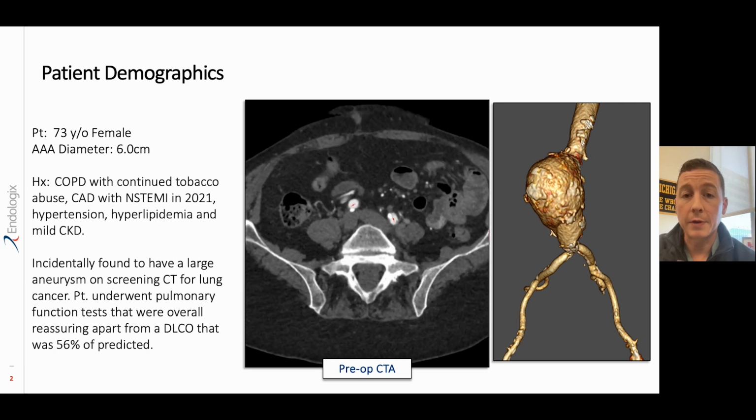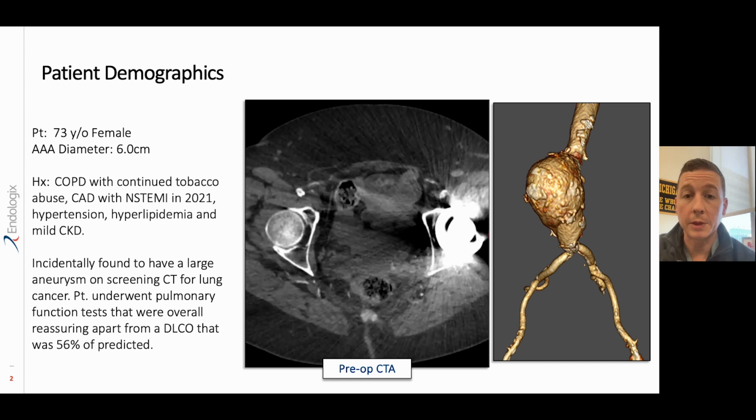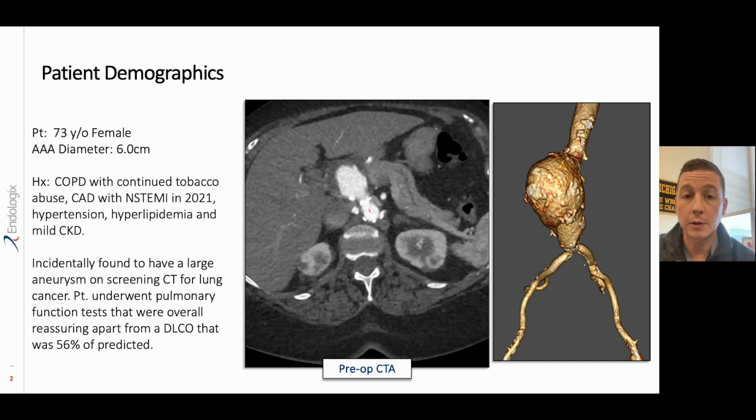She did undergo PFTs to see if she was a candidate for an open operation, but the DLCO ultimately demonstrated 56% of predicted.